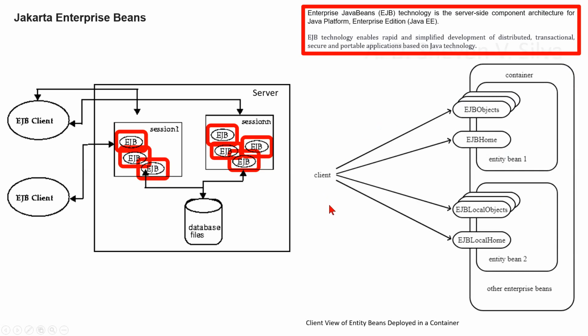Here you can see the client view of entity beans deployed in a container. This diagram illustrates the view that a container provides to a client of the entity beans deployed in the container. Note that a client may be a local client of some entity beans and a remote client of others.